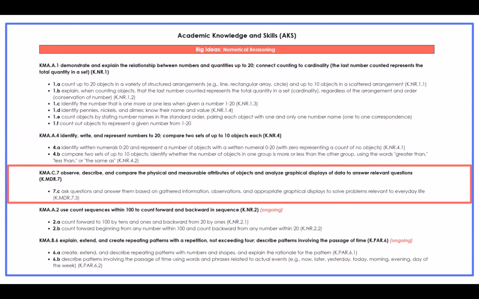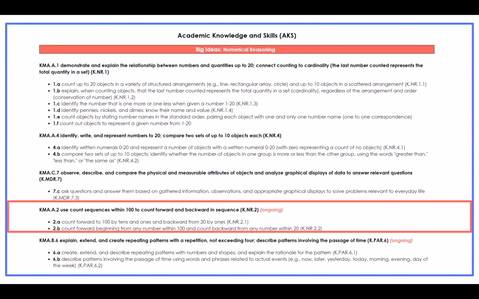While AKS 7 consists of physical and measurable attributes of objects and analyzing graphical displays, the goal of IOA 7.C is for our students to use mathematics to make sense of the world around them by asking questions that they care about and by collecting, gathering, and interpreting data to answer those questions. Students display their data using objects and pictures. Students should be able to use friendly language to explain their data and answer the overall question.